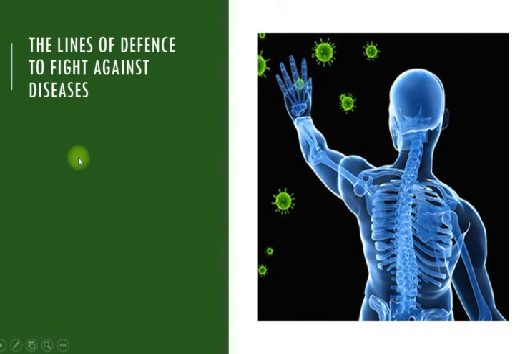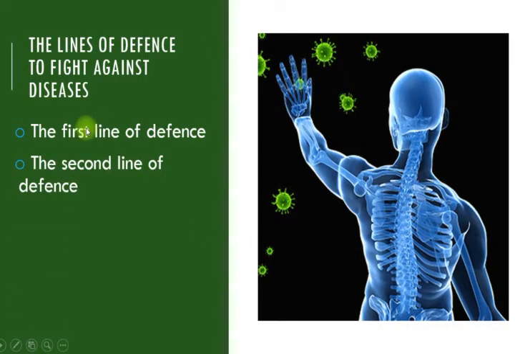Alright, so now let's go to the lines of defense to fight against the disease. There are 3 lines of defense to fight against the disease. Dalam badan kita ni ada tiga barisan pertahanan untuk melawan sebarang jangkitan. So what are they? The first line of defense, the second line of defense, and the third line of defense. During the infection, the first line of defense will act first.